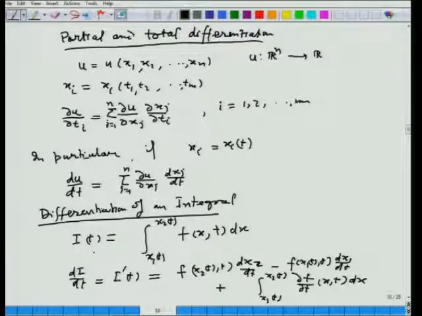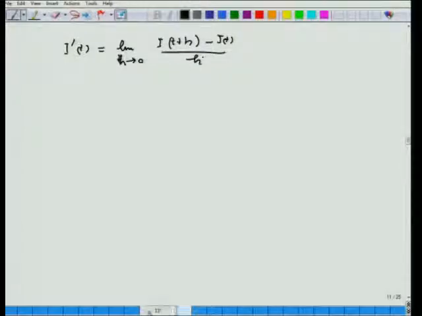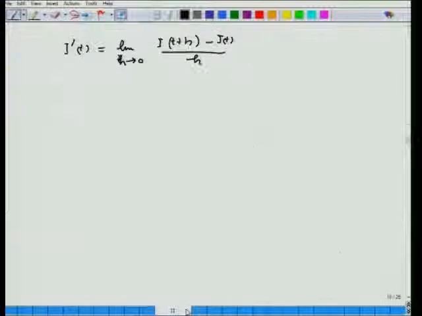I prime of t is, by definition, the limit as h tends to 0 of I(t plus h) minus I(t), upon h. So we can apply this here. We will have I(t plus h), where t is replaced by t plus h, with limits x1(t plus h) and x2(t plus h).